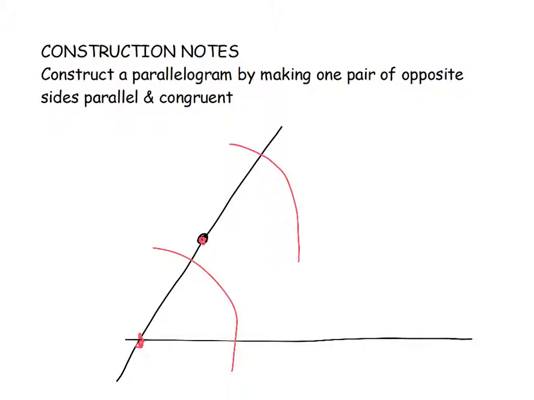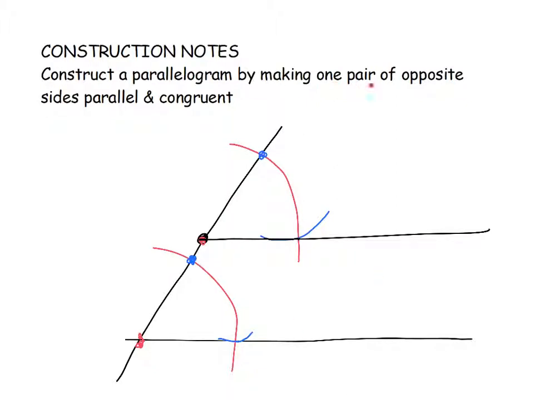Now you're going to measure how wide this is, so put the point of your compass here and see how wide that arc is. Put the point of your compass up here, copy that, make it the same width. Now you've got the X that you need to draw your line through. Now what I have right now is one set of opposite sides parallel. I haven't done the other side yet.